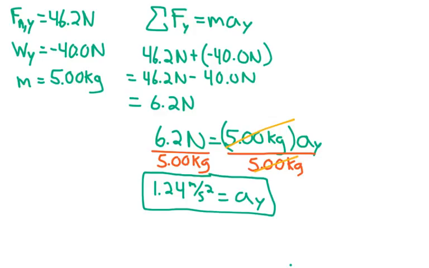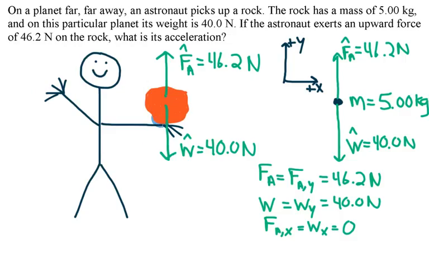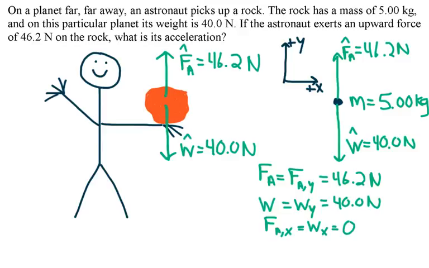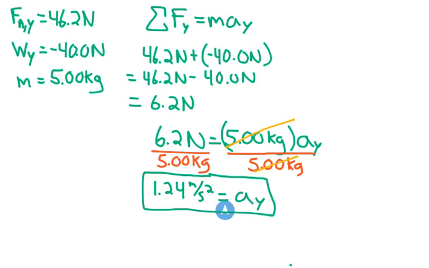So if you have any questions about this, just let me know, but I do want to make one more final point. Notice that the acceleration is positive. What this means is that this rock is accelerating upward at 1.24 meters per second squared. That would make sense if you just think about it conceptually. The astronaut is exerting a greater force than the weight. So since the force of the astronaut is greater, we would expect this rock to be moving upward. So it makes perfect sense that our acceleration in the y direction is positive. Alright, hope you enjoyed this problem. If you have any questions, just let me know.